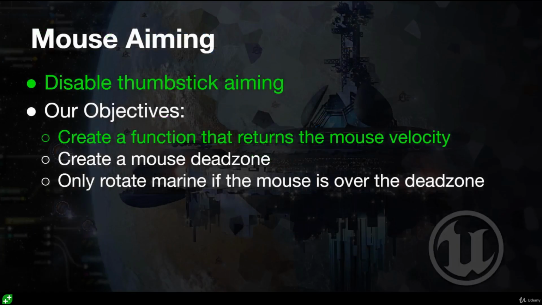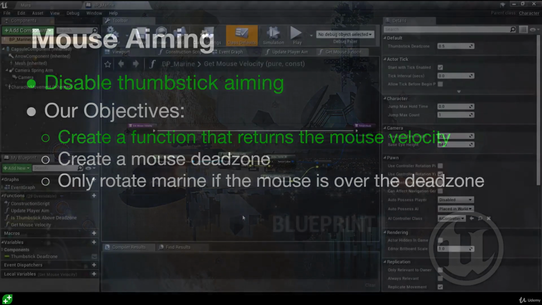So we've disabled the thumbstick aiming, and we've completed the first objective of setting up our mouse aiming by creating a function that calculates the mouse velocity. This is going to help us create a mouse dead zone. But before we create a mouse dead zone, let's start setting up the code that rotates our character.